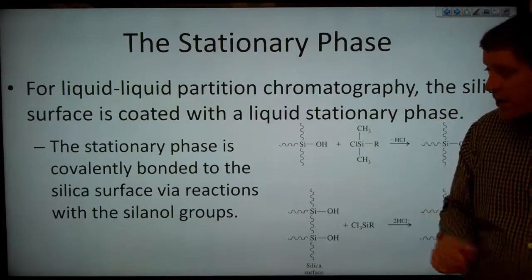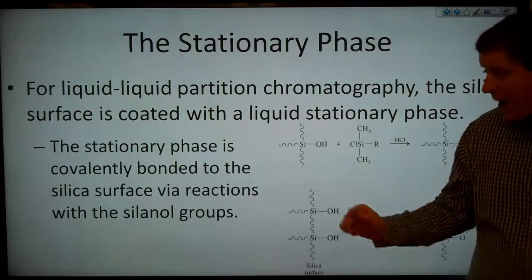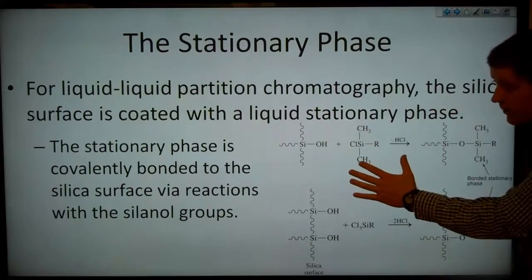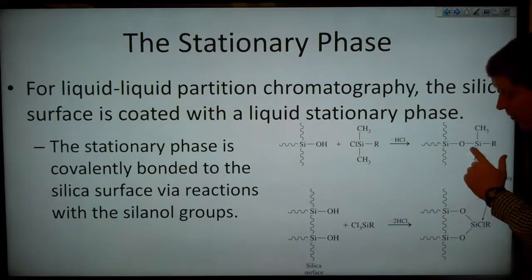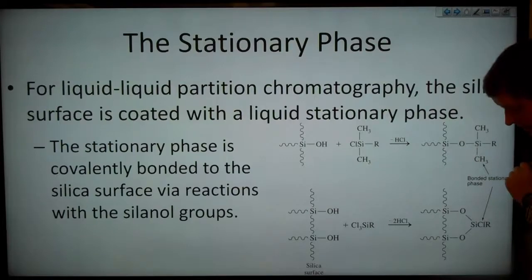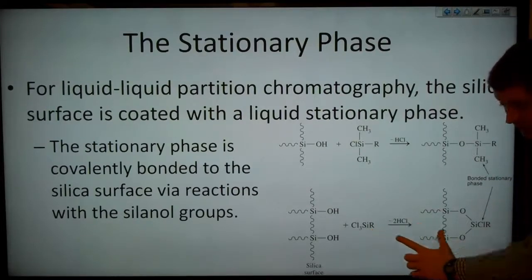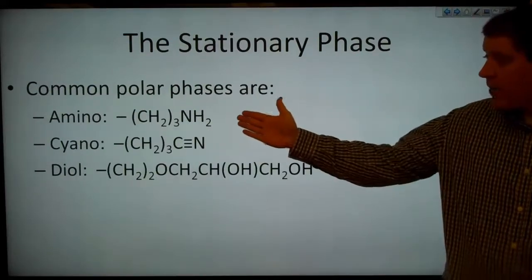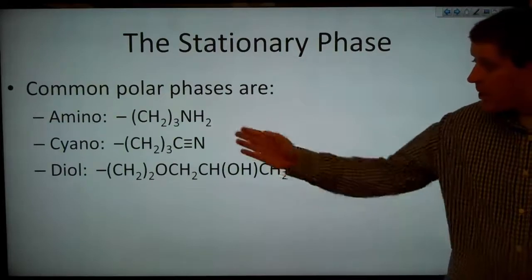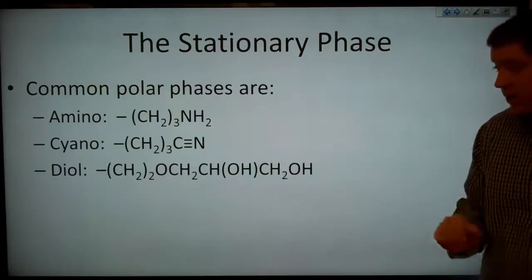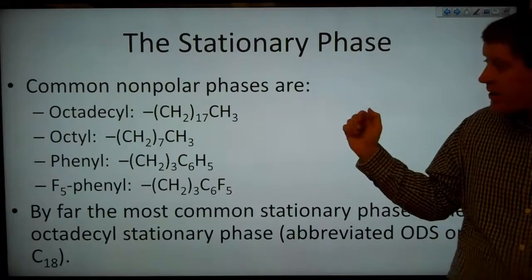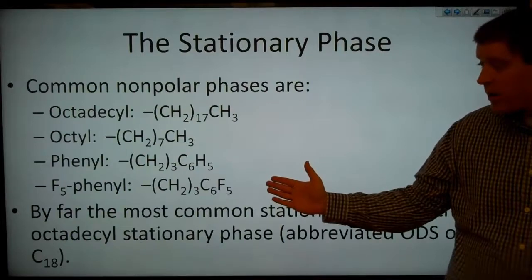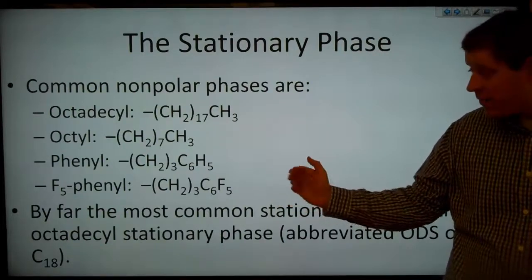The stationary phase is covalently bonded to that silica surface via reactions with the silanol groups. So we have our silanol group here, and we react our liquid stationary phase with it, and now we have a covalently bonded stationary phase there, and we get a similar sort of thing down here. So common polar phases are amino, where we have the amino group at the end, cyano groups, and diols. Common nonpolar phases are the octadecyl, the octyl, phenyl, and the F5 phenyl, so the fluorinated phenyl group there.